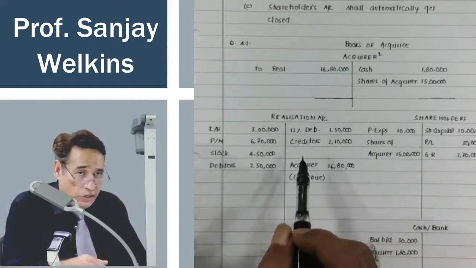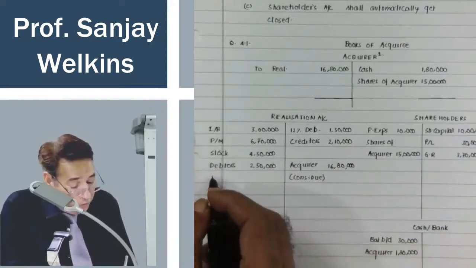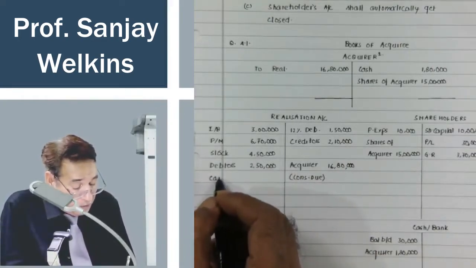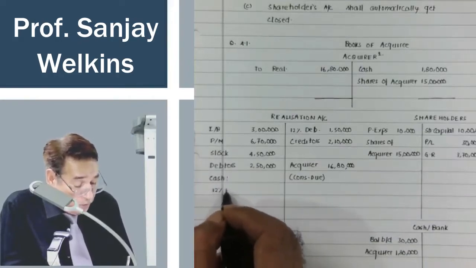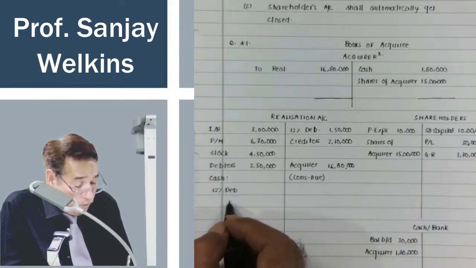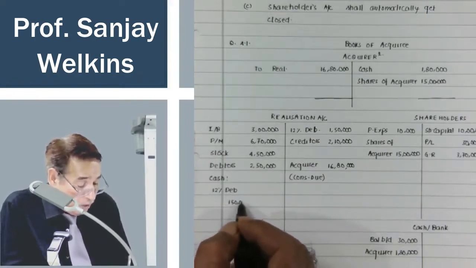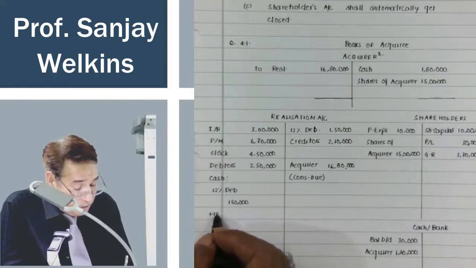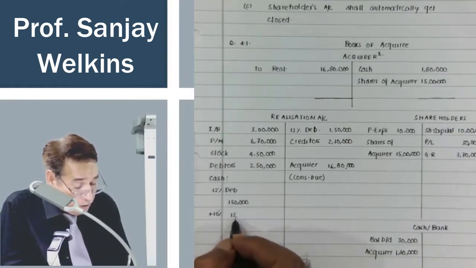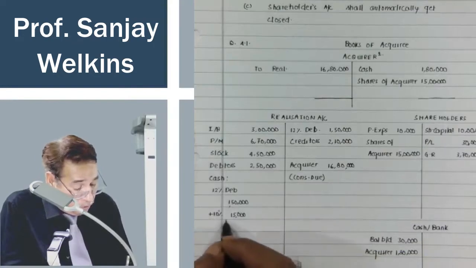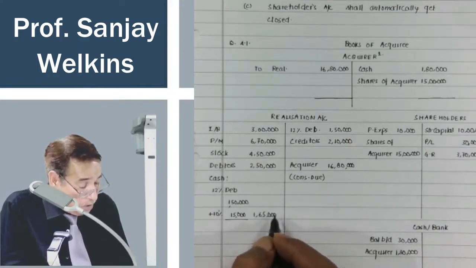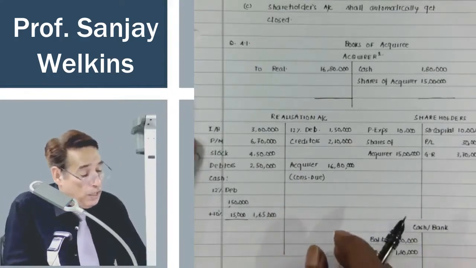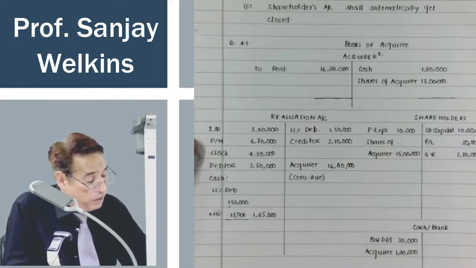Now 12% debentures are not taken over, so we will pay them off, and it is written in the question that we paid them at 10% premium. So 12% debentures will be paid. 1,50,000 they should have been paid, but we are paying them at 10% premium, 15,000. So total 1,65,000 we are paying them. Is it clear to you or not? 1,65,000 rupees we are paying them off. So nothing else is given in the question.